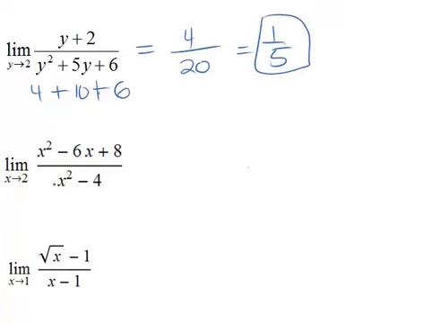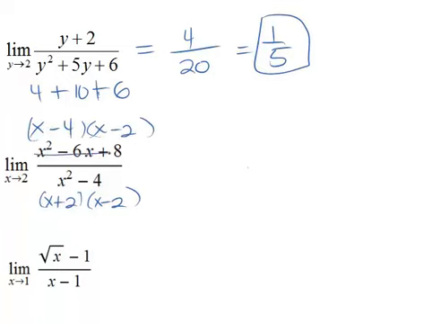Now looking at the second one, I would have trouble if I tried to directly evaluate because I would be dividing by 0. So if direct evaluation fails, then we try some kind of algebraic manipulation to write an equivalent function that maybe we can directly evaluate. I see the denominator is the difference of squares. So I'm going to factor that, and the numerator also factors. It's going to be x and x minus 4 minus 2.